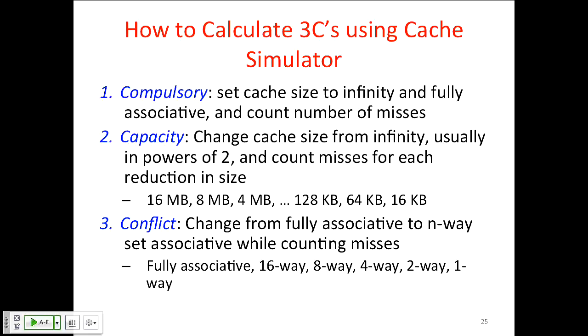Because the other thing to realize is cache behavior doesn't just depend on the cache hardware. It mostly depends on the programs you run on it.